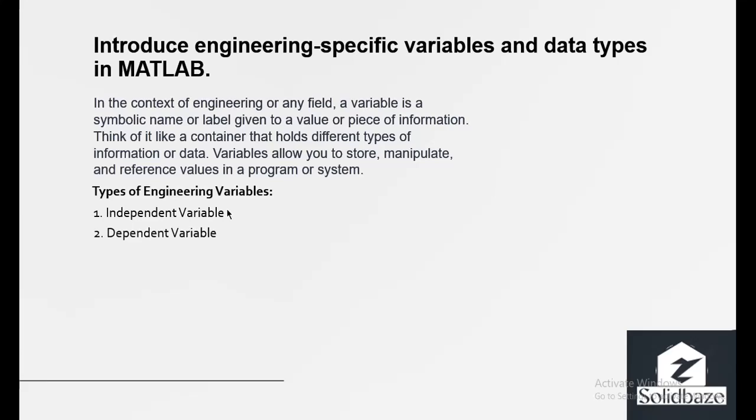Then thirdly, we have the controlled variable. So in an experiment testing the strength of different materials under tension, controlled variables might include the temperature being applied, the humidity, and the types of testing equipment. So those can be the controlled variables in such a scenario.